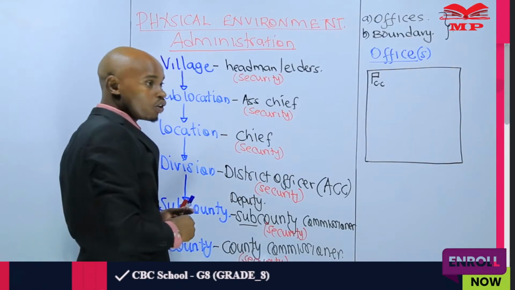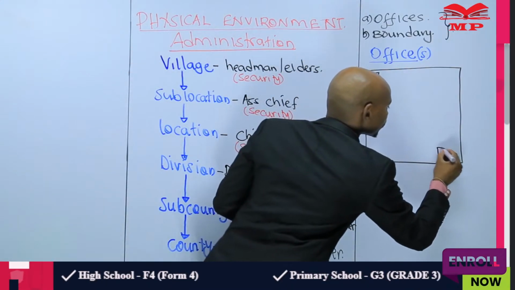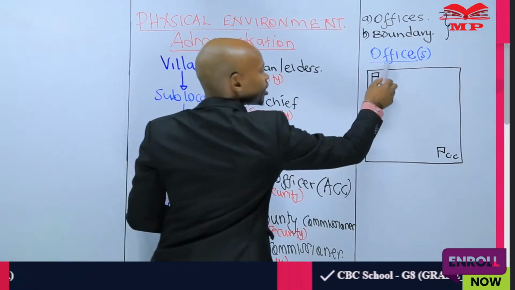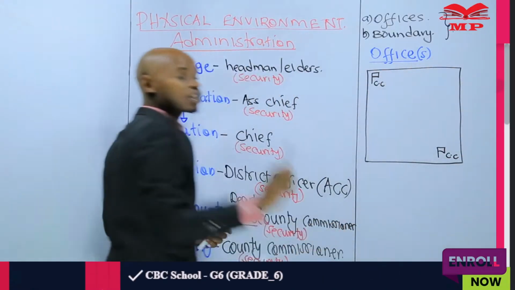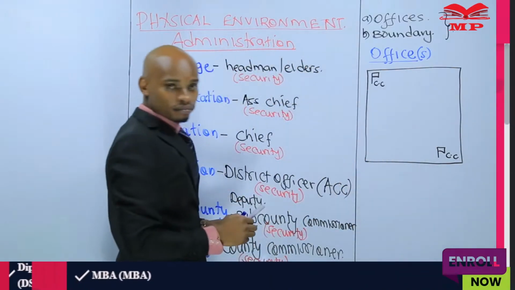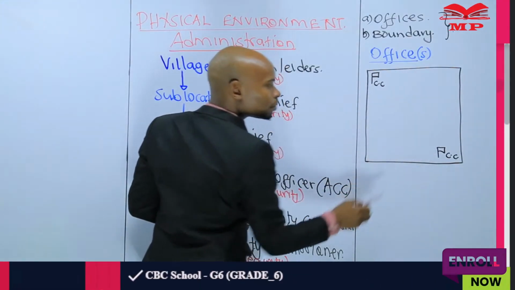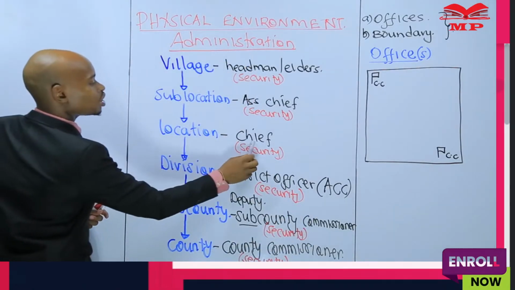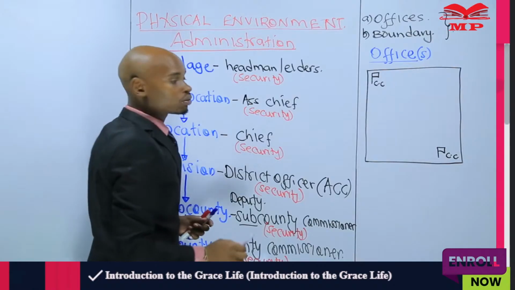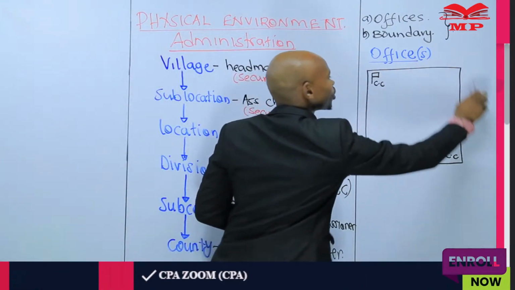But I have to mention something else about an office. What if there were two chief camps? Our first example, there was only one office, so the administrator was a chief. Now, our second example, we have two chief camps, or maybe 3 or 4. That means this area is made up of 2 locations because chief is the head of location. 2 chiefs, 2 locations. Many locations make a division. So this area is no longer a location.